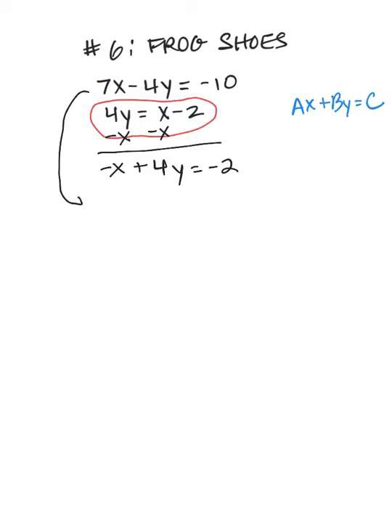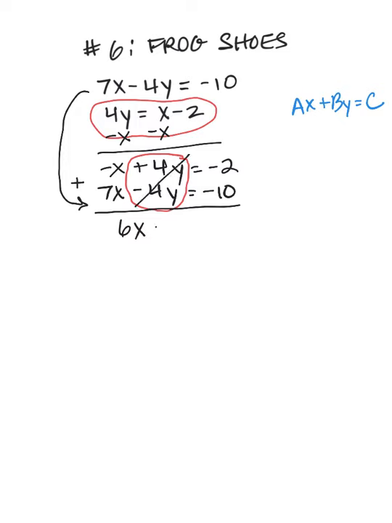I'm going to rewrite the original first equation here. And look, these are ready to eliminate. So let's keep going. Negative x plus 7x. Remember, we're going to add going straight down. So negative x plus 7x is 6x. The y's cancel out, and negative 2 minus 10 is negative 12.